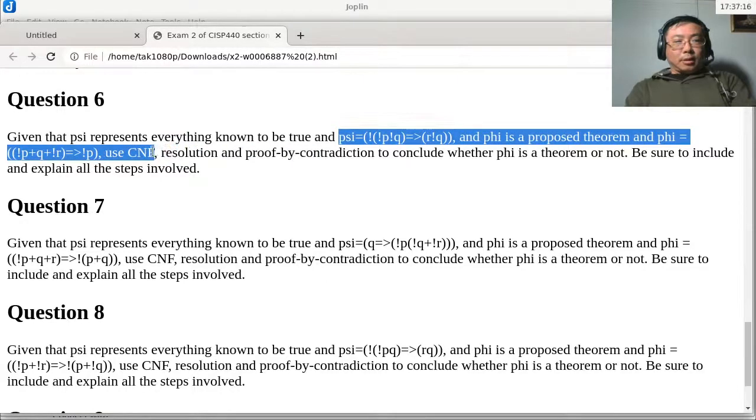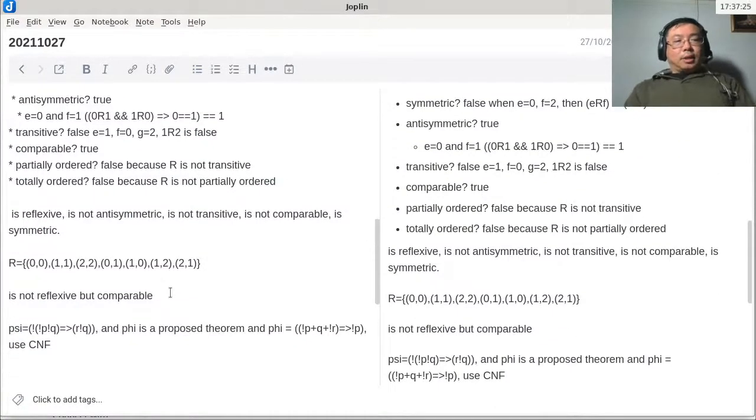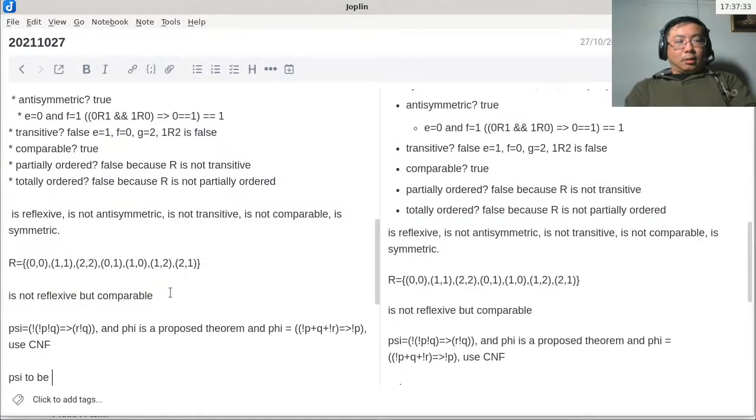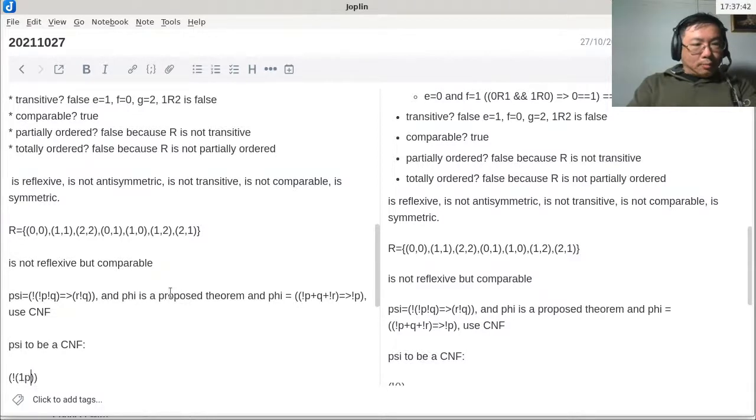Okay, so we're going to use this as an example first. Okay, there we go. All right, so the first thing is we want to convert psi into its own CNF. Okay, so we want psi to be a CNF. All right, so let's check out how to do that. Okay, so we have a negation of not P, not Q, and then the implication to R not Q. All right, so now we do the conversion.